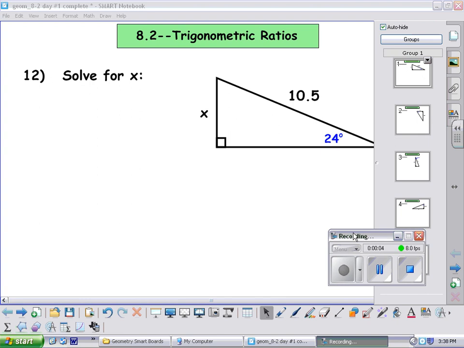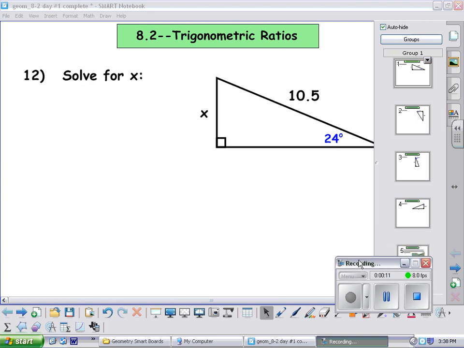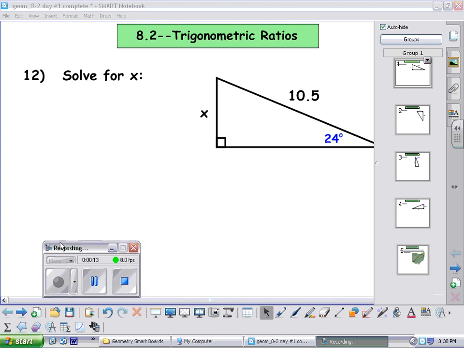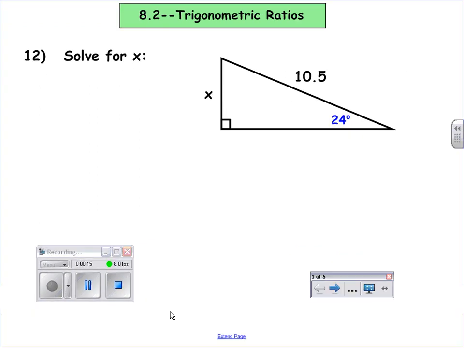All right, now this is still in your 8-2 in your book, and your goal for today is to be able to use our sine, cosine, and tangent ratios. So those ratios that we learned yesterday, our SOHCAHTOA: sine is opposite over hypotenuse. Cosine is adjacent over hypotenuse. And tangent is opposite over adjacent. We're going to use those to play a little game, okay?